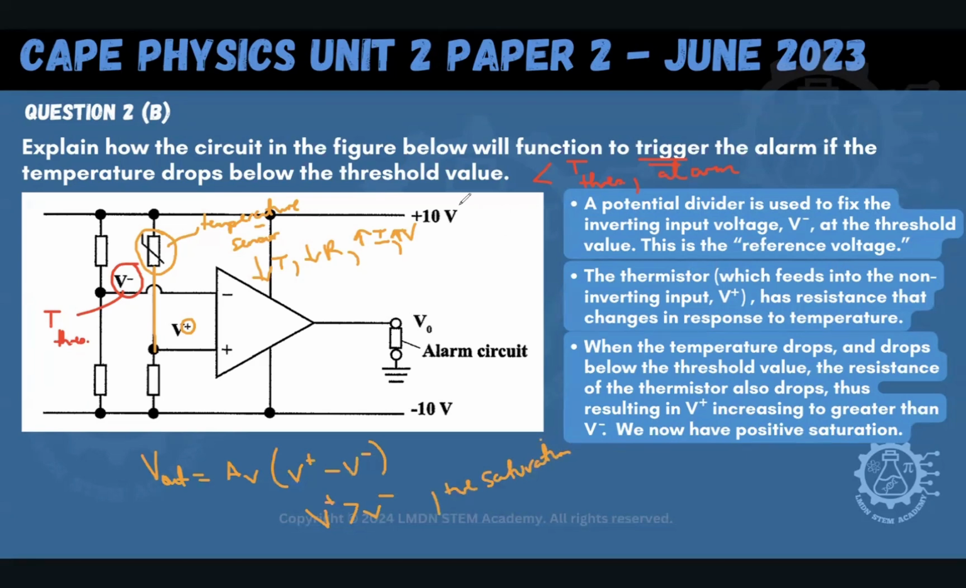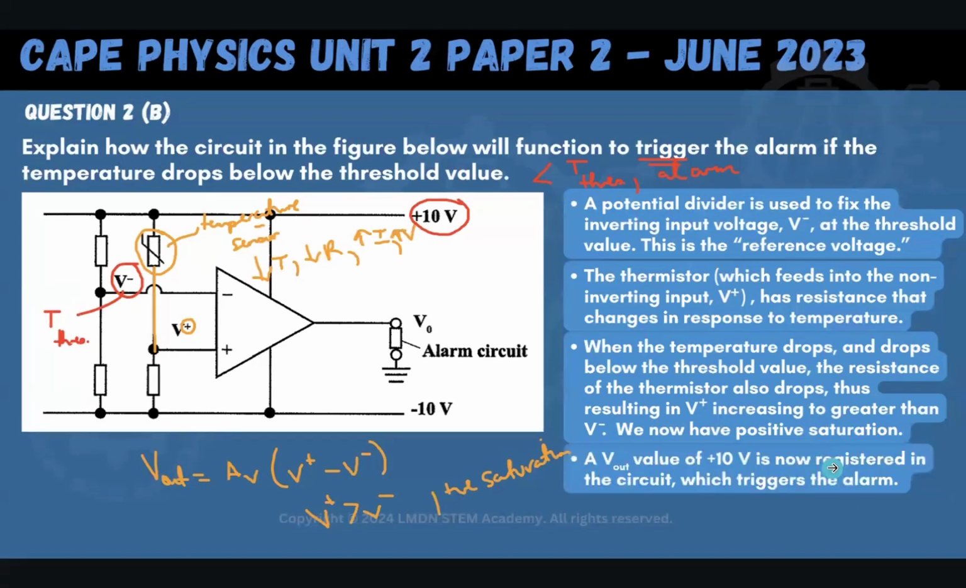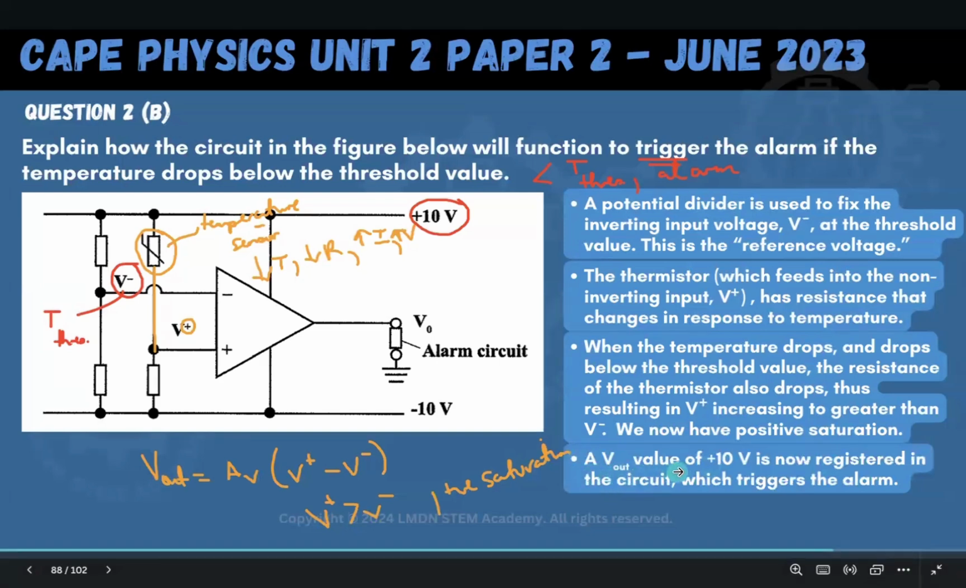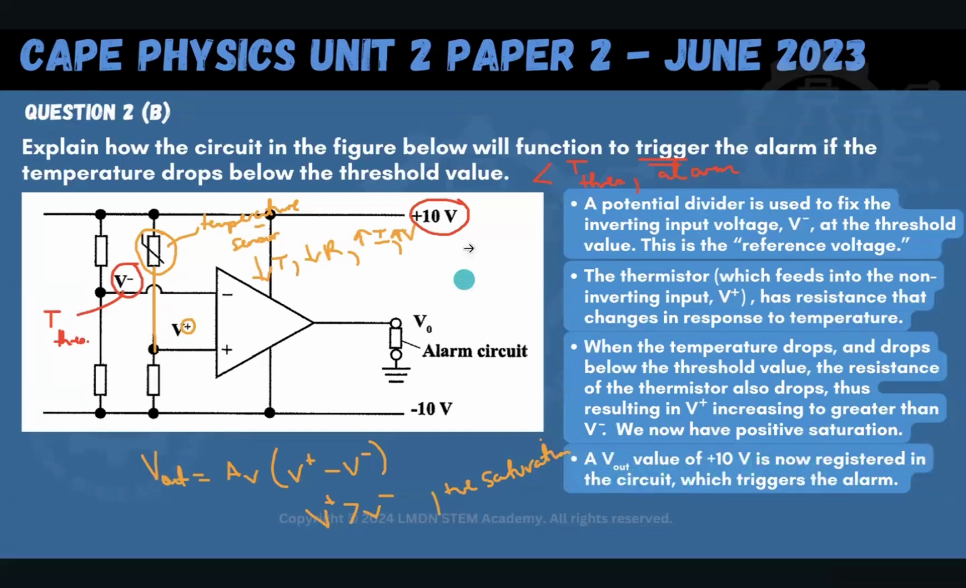That means this value is going to be picked up by our circuit: plus 10. The system is programmed in such a way that when it sees plus 10, a V out value of plus 10 is registered in the circuit, and that is going to trigger the alarm. So keep what we're doing here in mind.